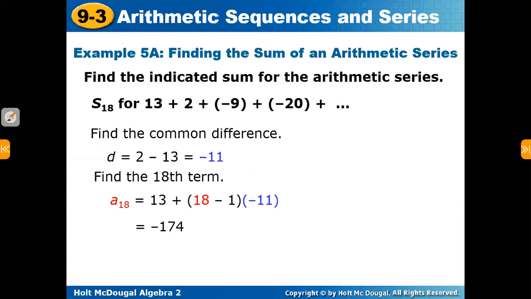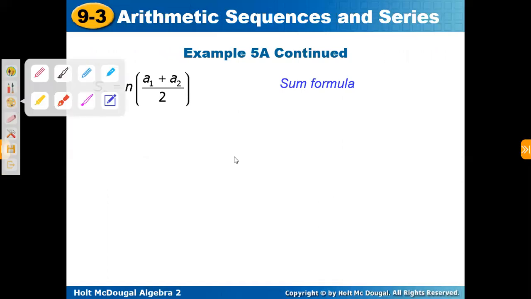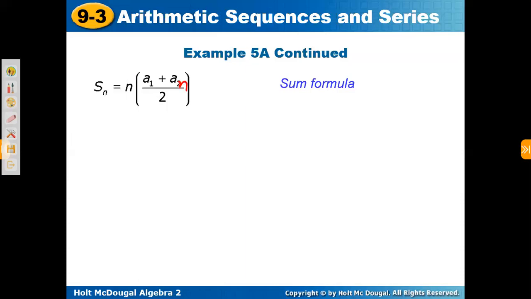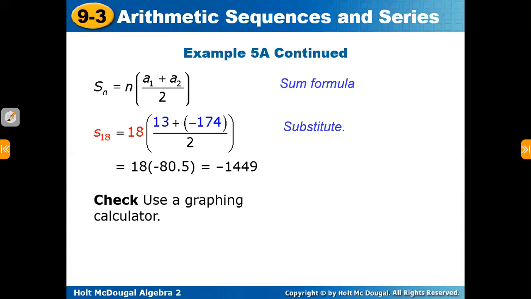Now I have a1, I have an. I can apply the general rule of finding the sum of an arithmetic series, the Sn sum formula. So here it is not a2, it is an: a1 plus an divided by 2. So I got an as minus 174 and a1 is 13. So add them, divide by 2, and the answer is minus 1449.